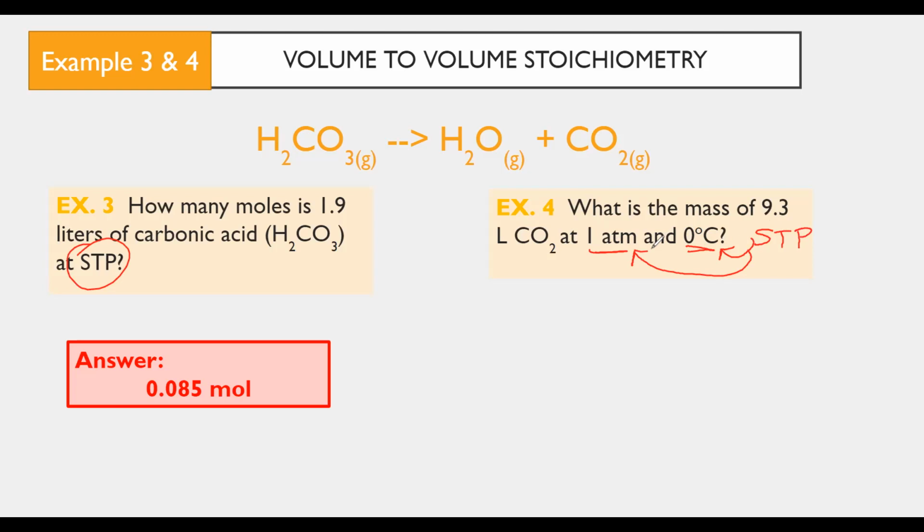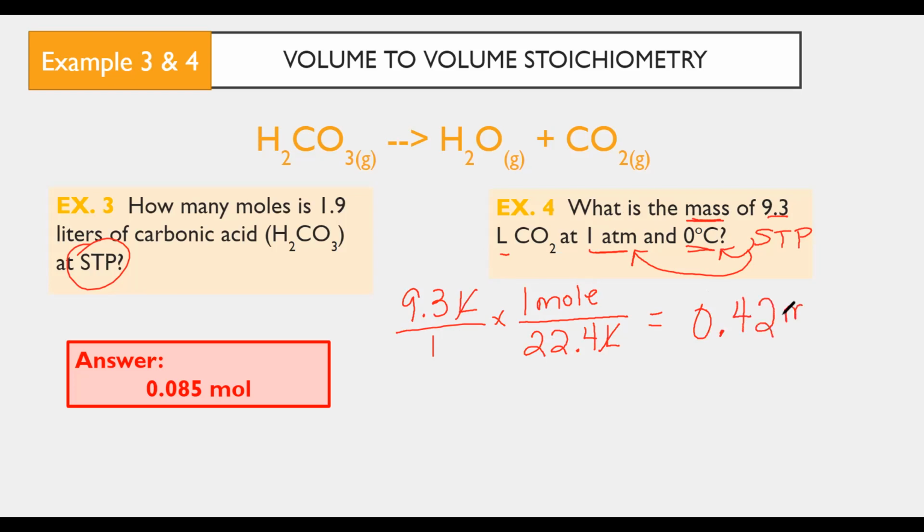All right, for this one, like I said, we know we have 9.3 liters. This is a two-parter too, because look what they want in the end. They want mass. We said 1 mole of any gas is 22.4 liters. Liters cancel out, and we are going to be left with 0.42 moles of CO2. All right, we're almost there. We have moles. Now we've got to convert to mass, because they don't want moles, they want mass.